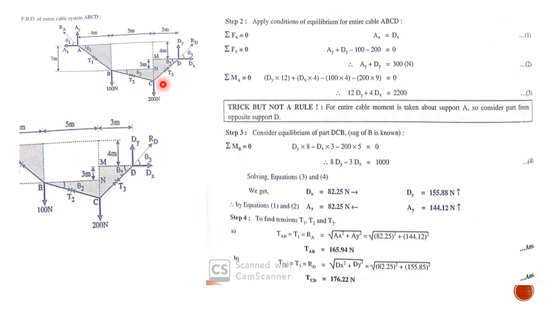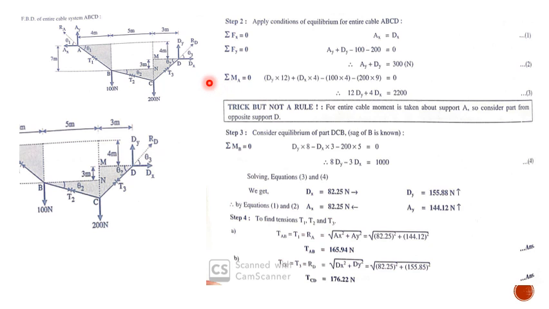From the geometry we can find out the values of theta 1, theta 2 and theta 3 afterwards. Now apply the conditions of equilibrium here. If I apply summation of Fx equals 0, I'll get the equation AX equals DX. If I apply summation of Fy equals 0, I'll get AY plus DY equals 300 Newton.